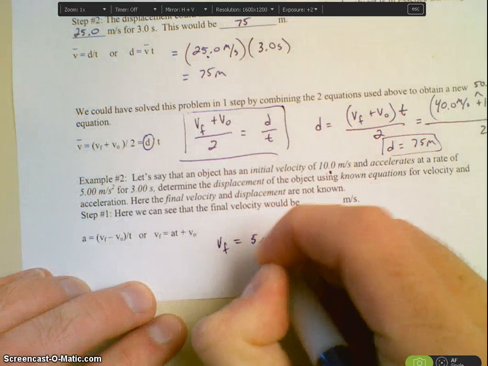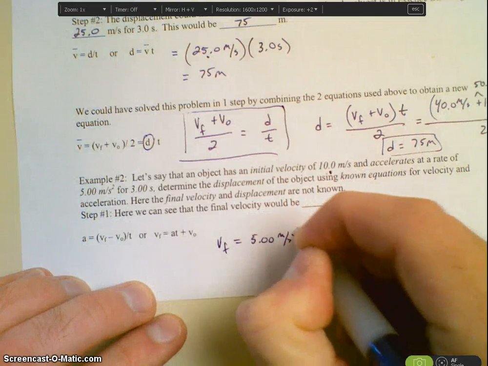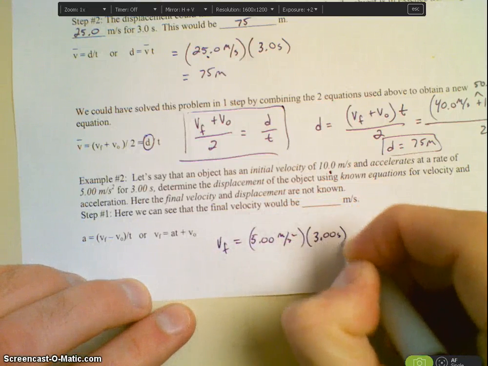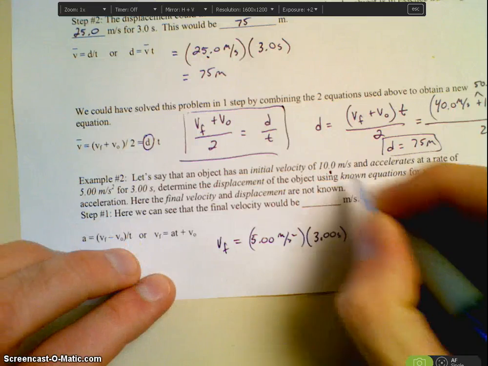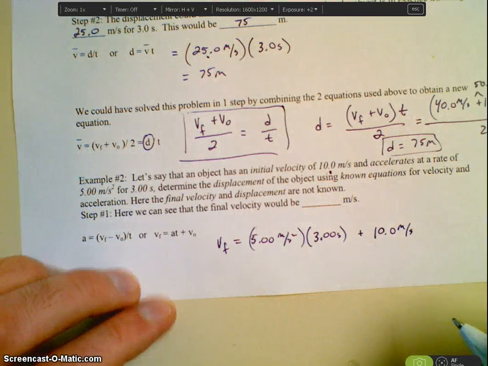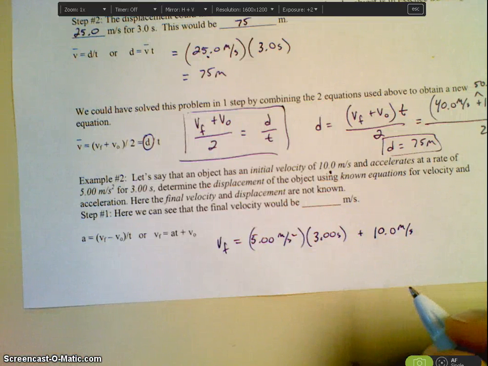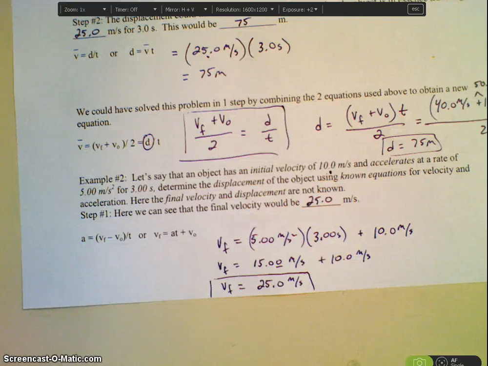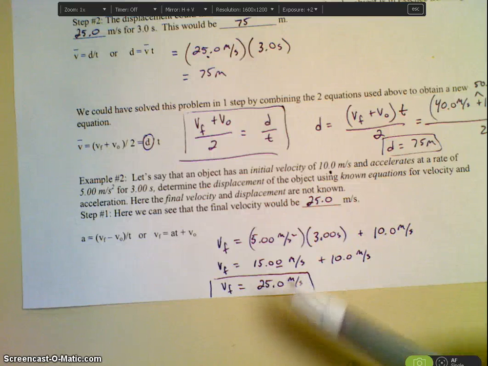Solve for VF. So let's do it. VF equals 5.00 meters per second squared times T, 3.00 seconds, plus the initial velocity, which was 10.0 meters per second. I'm going to give you a second. If you want to, pause the video and solve this, and then you can start the video again and you'll see the answer.